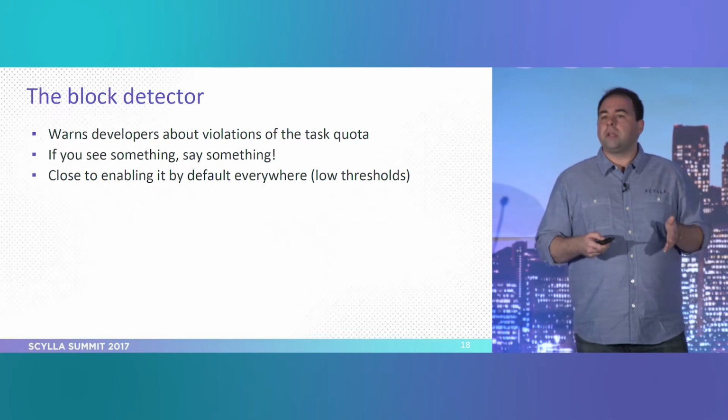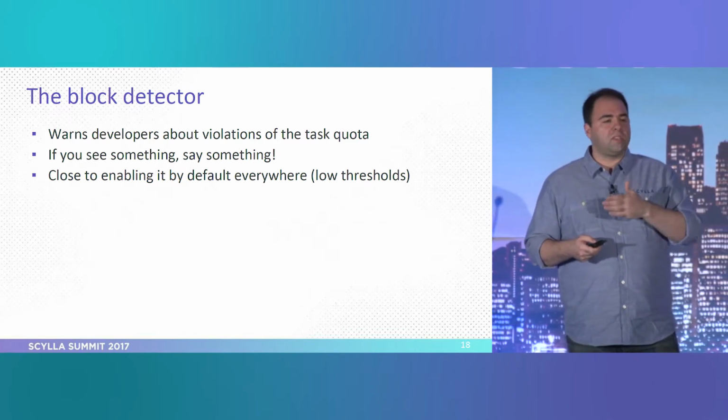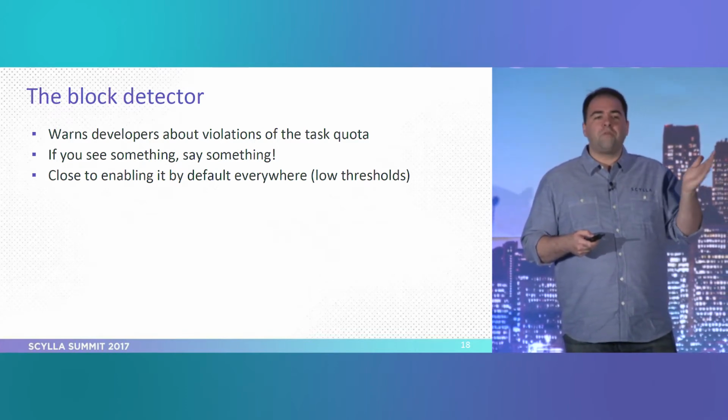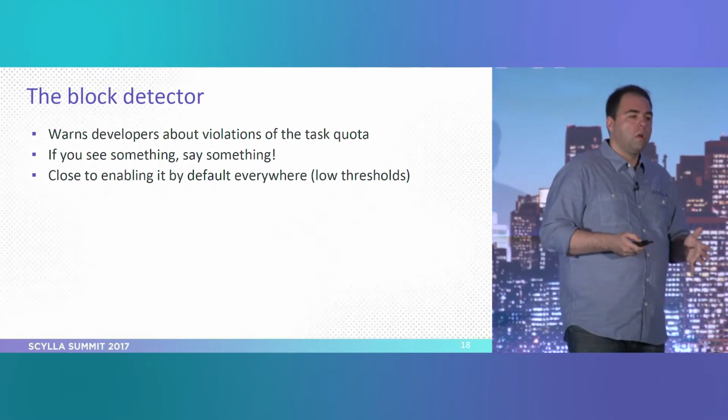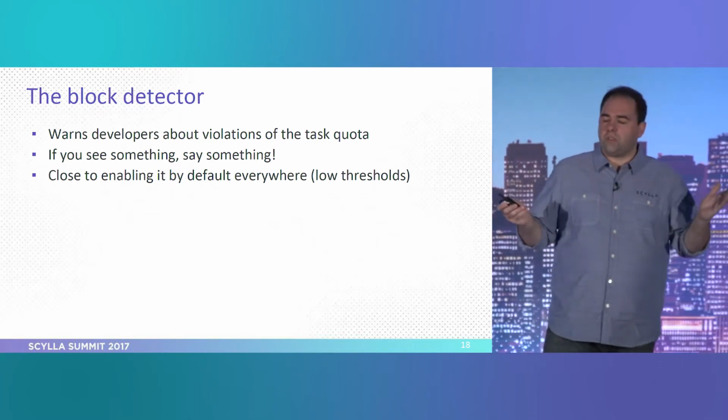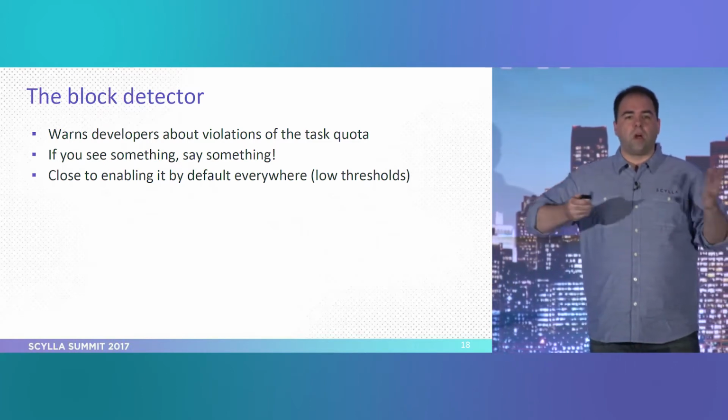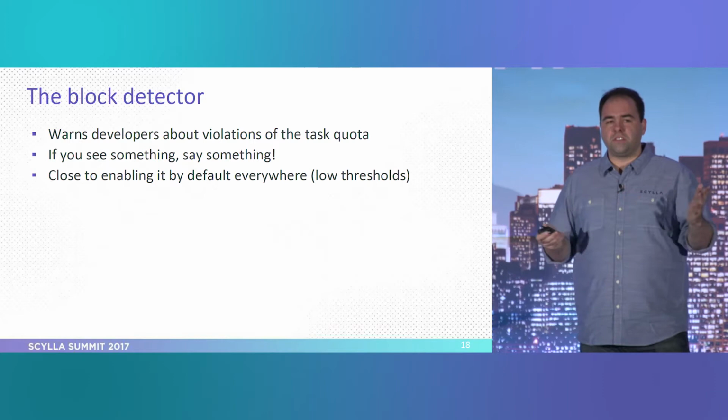In the 2.0 release, our QA has extensively run every test they possibly could with the block detector enabled with very low thresholds. We are now aware of a host of occurrences where tasks were blocking the CPU, and we fixed a lot of them.